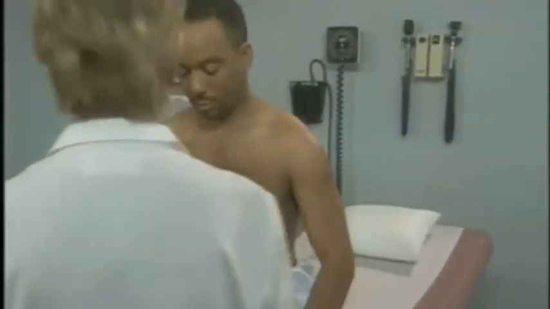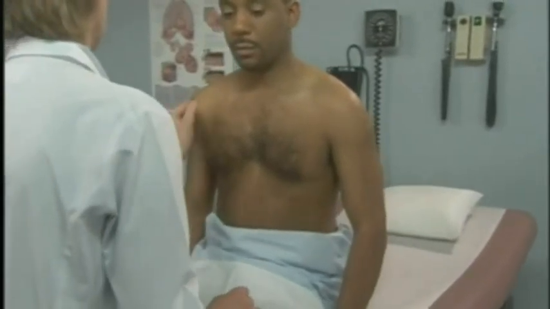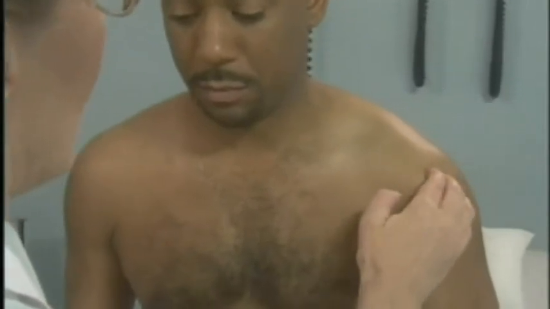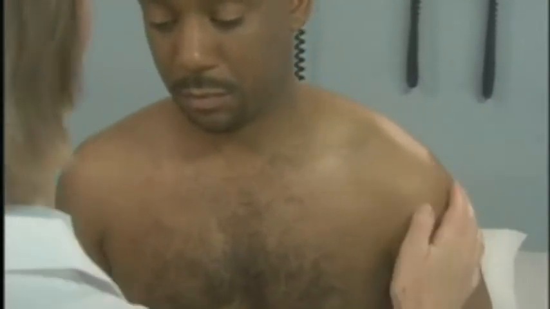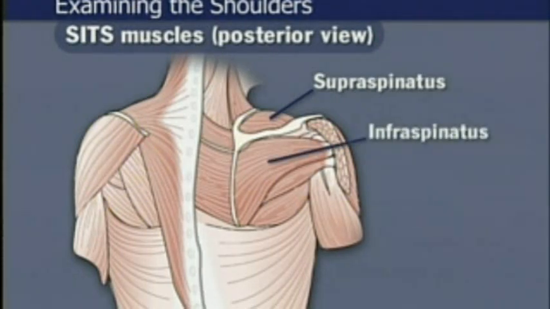To examine the patient's rotator cuff, begin with the patient's arm hanging at the side. Palpate the SITS muscles that insert on the greater tuberosity of the humerus. The three palpable SITS muscles are the supraspinatus, located directly under the acromion, the infraspinatus, posterior to the supraspinatus, and the teres minor, posterior and inferior to the supraspinatus.